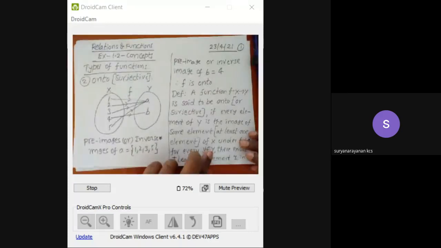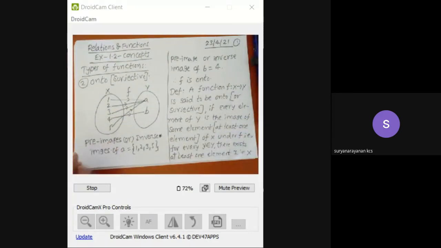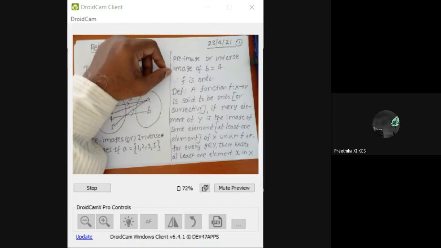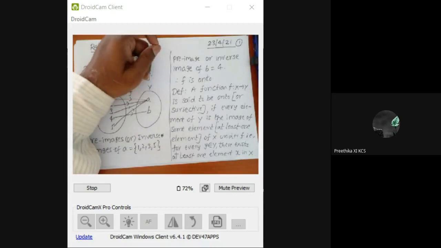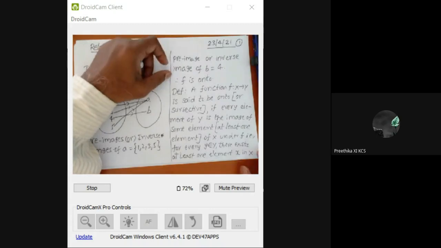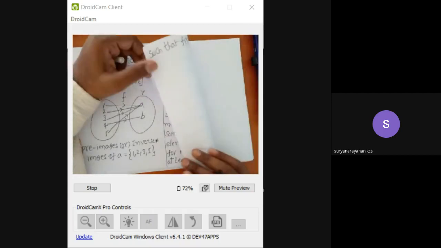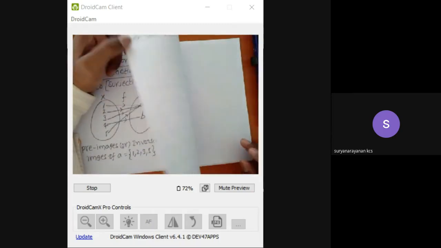Okay, my children, all of you read this definition one by one. You should memorize this definition. Preetika, read this. Yes, sir. A function f is a mapping from X to Y is said to be onto function or surjective if every element of Y is the image of some element, at least one element of X under f. That is, for every y belongs to Y, there exists at least one element x in X, such that f of x is equal to y, not belongs to. F of x is equal to y.